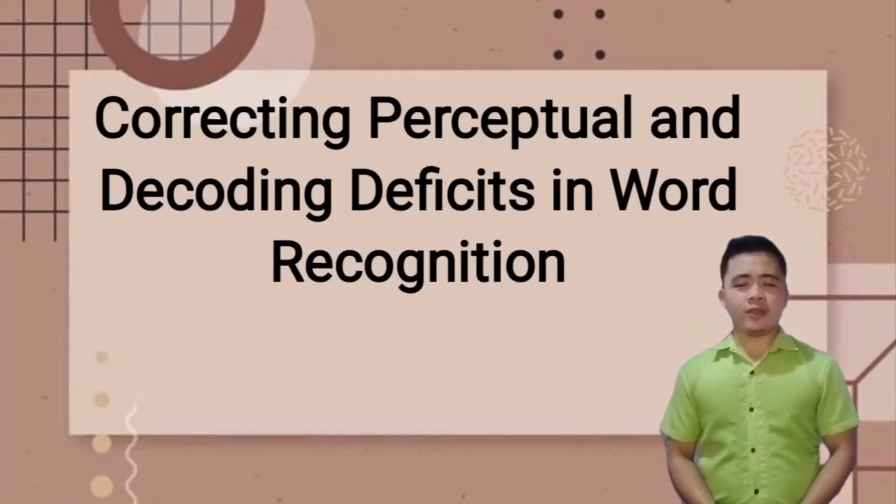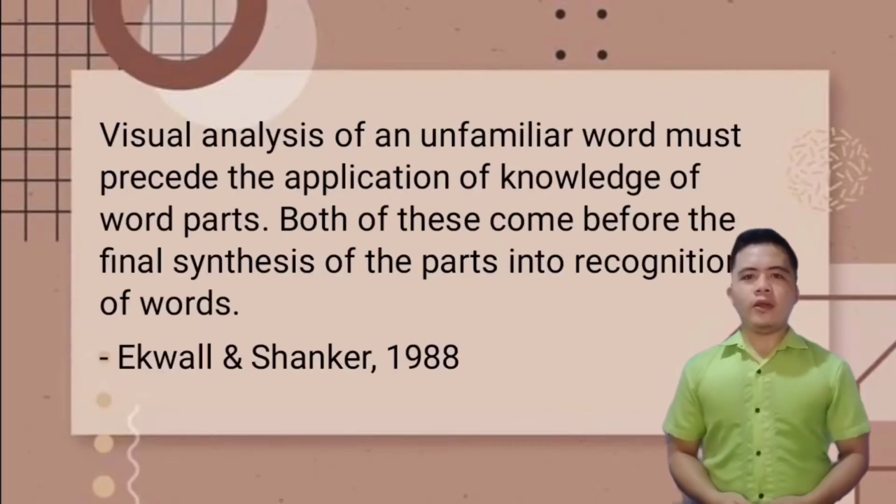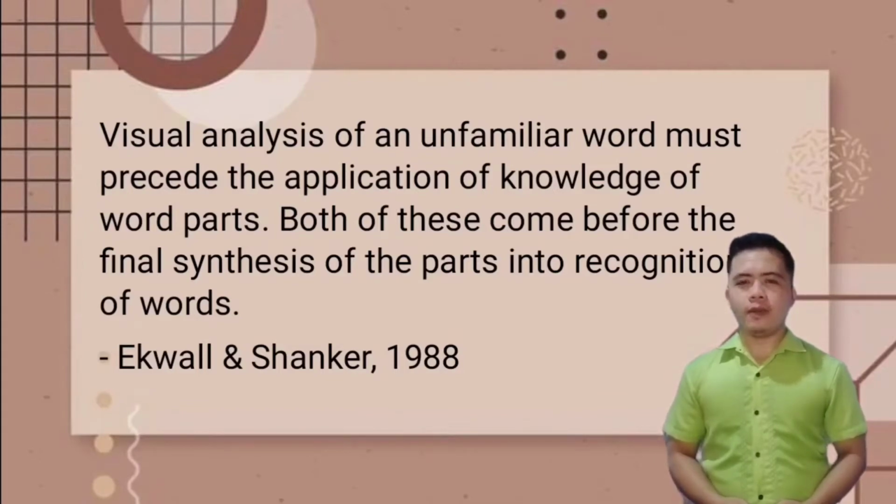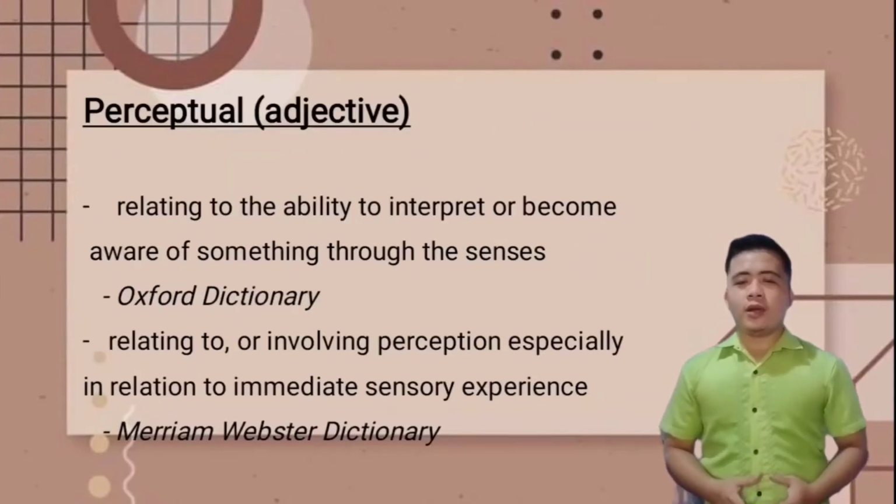Before we go deep into this topic, let's define first the title itself to understand its gist. According to Equal and Shanker 1988, visual analysis of an unfamiliar word must precede the application of knowledge of both parts. Both of these come before the final synthesis of the parts into word recognition. So our first word that we are going to define from the title is perceptual.